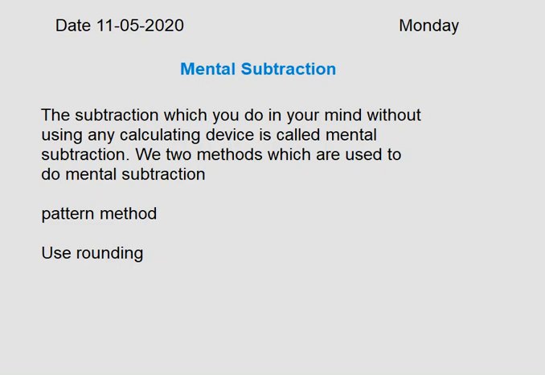We have two methods which are used to do mental subtraction: one is the pattern method and the other is the rounding method. These two methods were also discussed in mental addition, and we will discuss them for subtraction too. The first one is the pattern method. It is quite simple. You can use your fingers or some objects.